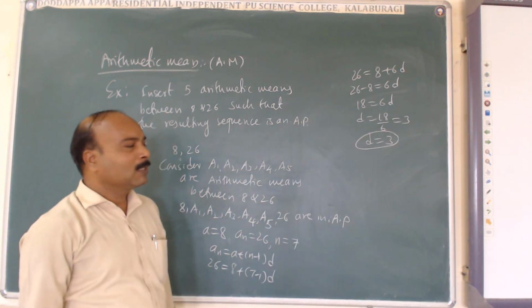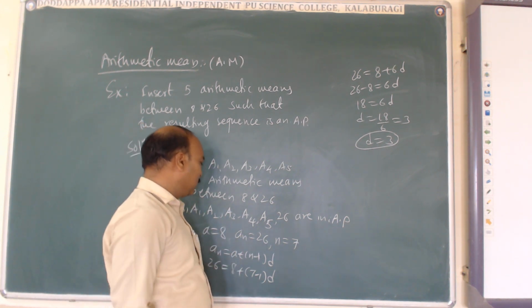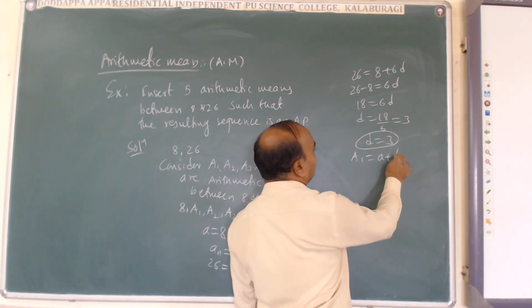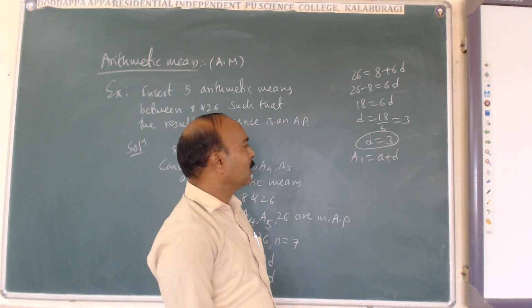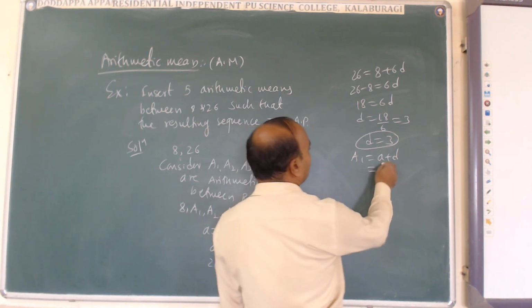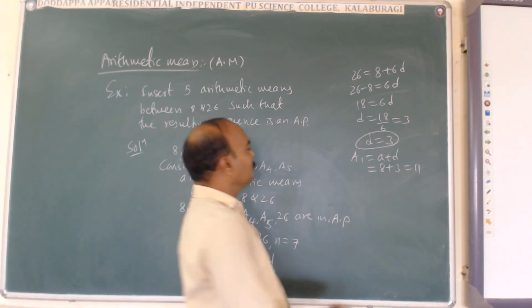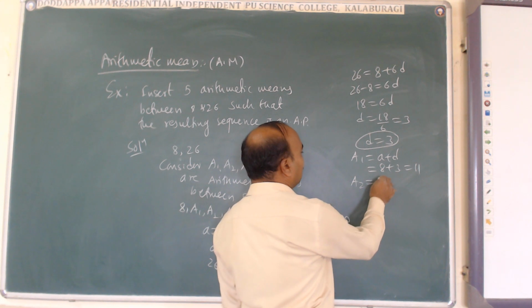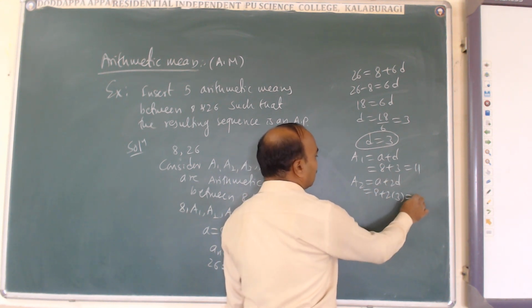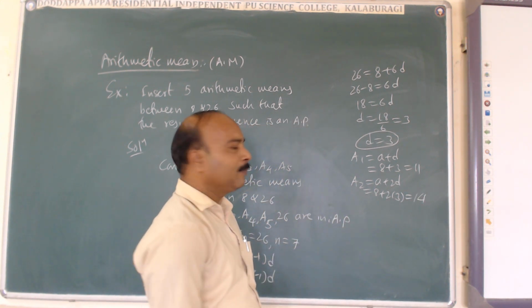What is the common difference between this a and a1? a1 we have to calculate now. What is the a1 formula? It is a plus d. It is the second term of AP. a value we know already. a value is 8, d value is 3, it is 11. That is the first arithmetic mean. The second arithmetic mean is given by a2 equal to a plus 2d. It is 8 plus 2 into 3. It is 6 plus 8, 14. It is the second arithmetic mean.